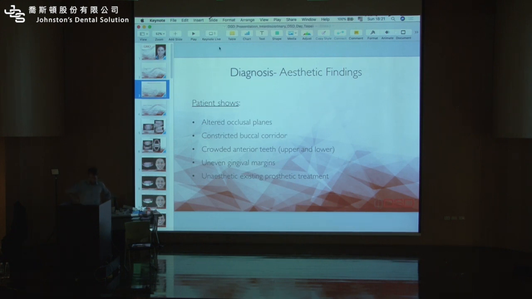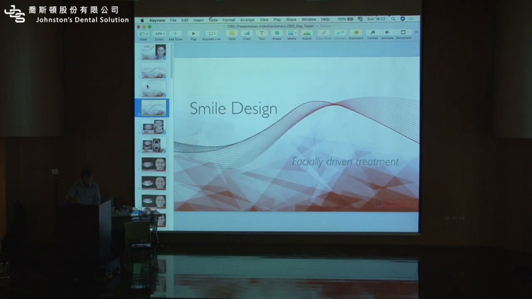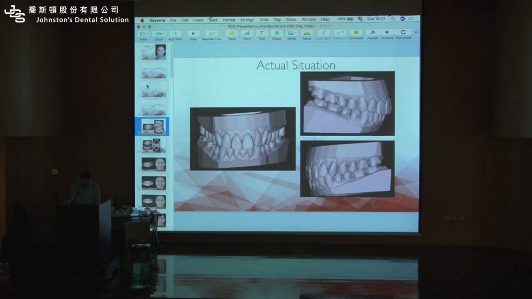Okay, constricted buccal corridor, altered occlusal planes, crowded anterior teeth, uneven gingival margins, anesthetic existing prosthetic treatment. So this is to help you organize. This is what we found. So to add to what you found. So here are some important images that we do to help you plan the case.